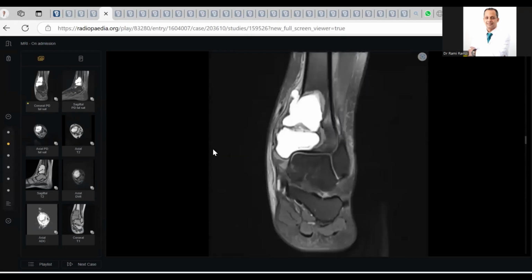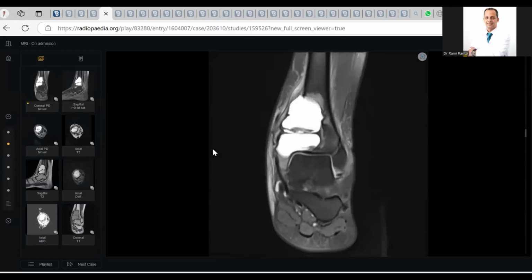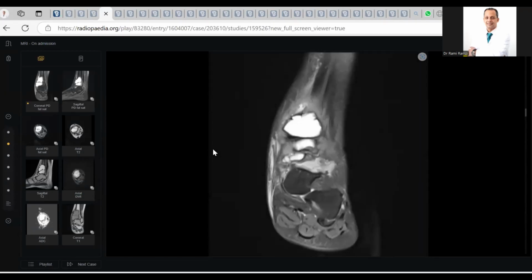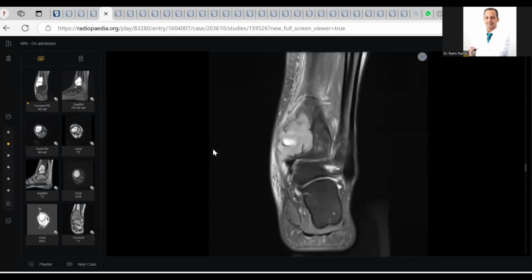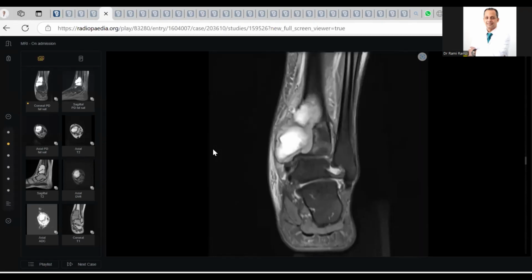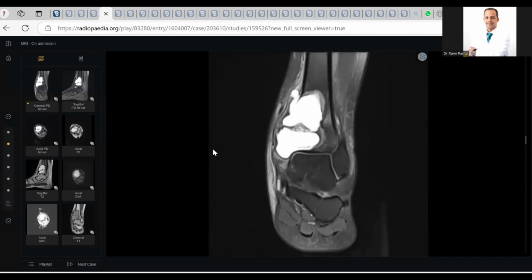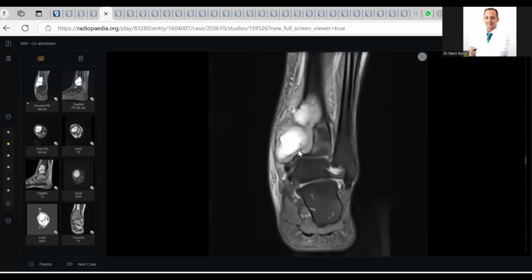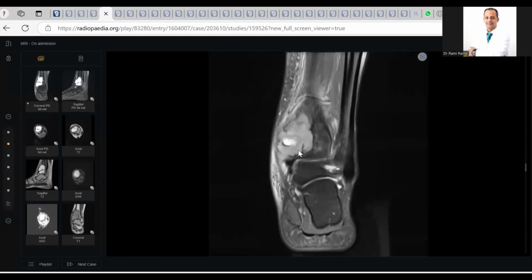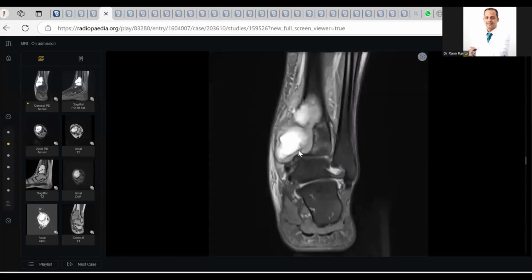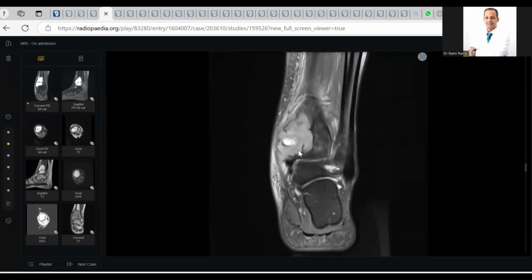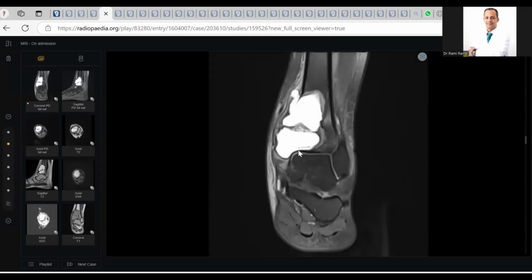Axial images, fluid sensitive sequence, fat suppressed sequence, and coronal images. I can see a hyperintense lesion involving the metaepiphysis of the distal tibia with thickened septae and surrounding significant soft tissue edema. It is extending till the joint surface. I'm not seeing any fluid levels in this. So the first differential is a giant cell tumor.